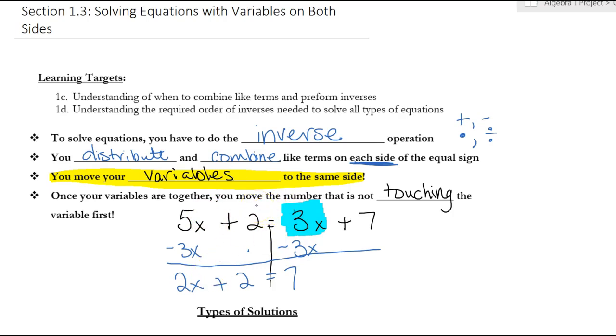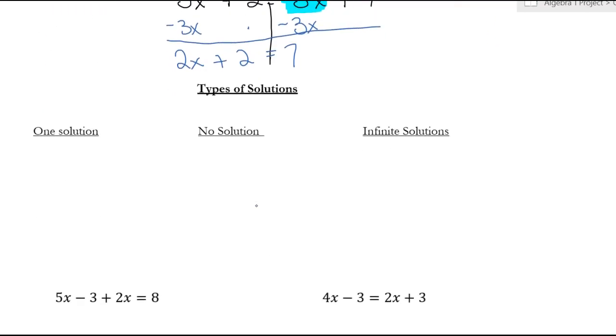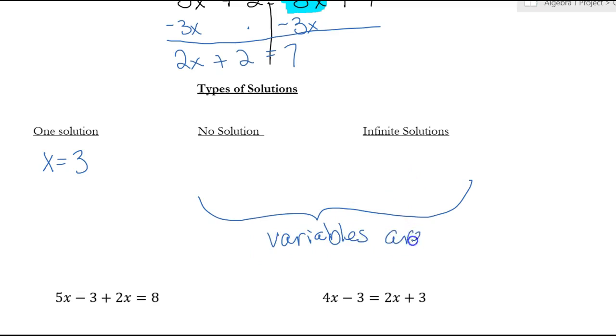Okay? Now, the other thing that's going to happen now is that you're going to have different types of solutions. One solution is where I just solve and I get x equals some kind of number. For no solution and infinite solutions, what's going to happen is your variables are going to disappear. Your variables are going to be crossed off. Variables are gone. Okay? A no solution is something that doesn't work. It's false. And so a no solution is when you get a false statement, which is something like 5 equals 3. 5 is never going to equal 3, so it's false.